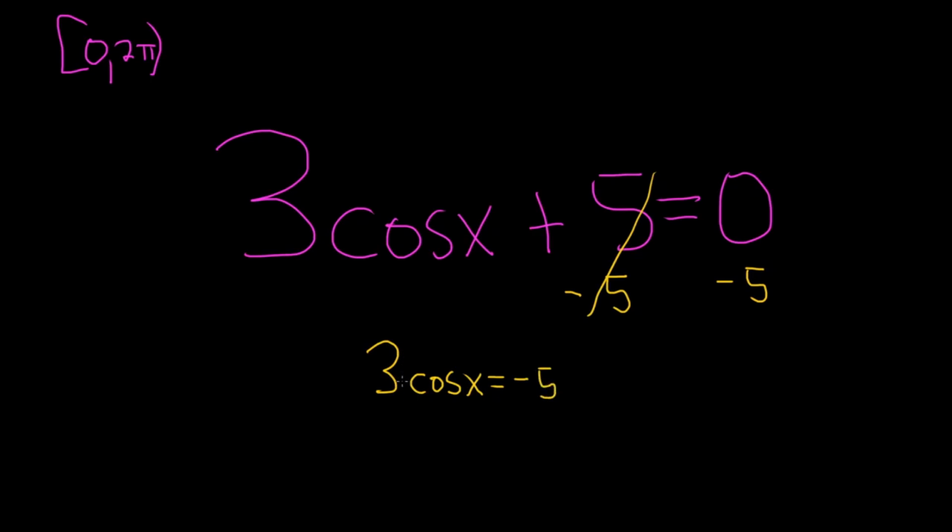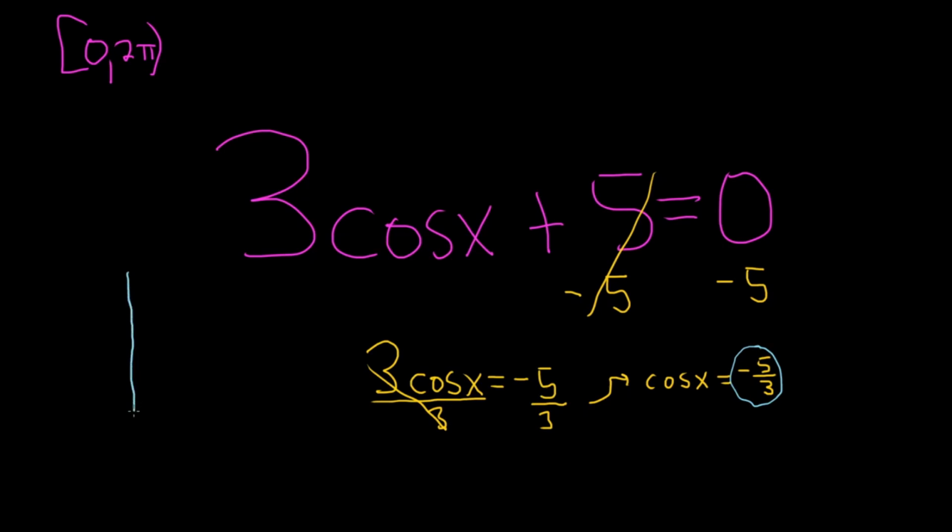Okay, and now because it's being multiplied by 3, we'll divide by 3. So divide by 3, divide by 3. That gives us cosine of x equals -5 over 3. And we're actually done. And the reason is this is a number smaller than -1.